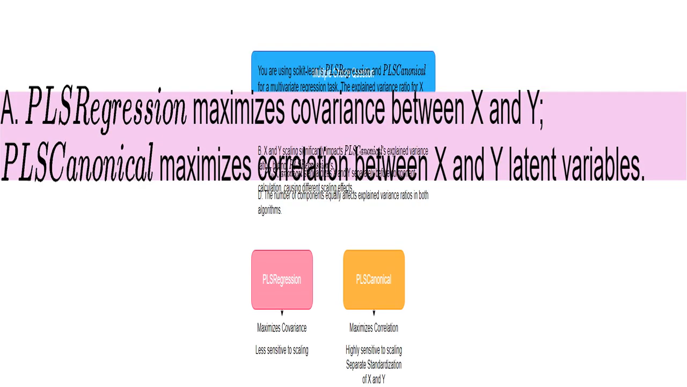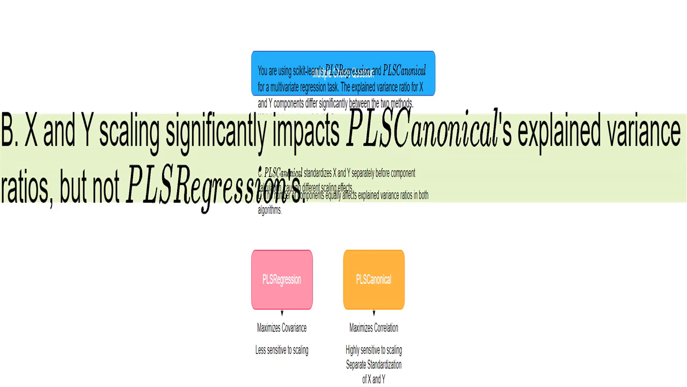This is a key difference. PLS regression focuses on the overall relationship, covariance, between your predictor and response variables. PLSCanonical, on the other hand, dives into the relationship, correlation, between the underlying components, latent variables, derived from those predictors and responses. This highlights the impact of scaling, adjusting the range of your data. PLSCanonical is very sensitive to it because correlation is affected by the magnitude of variables. PLS regression is more robust.